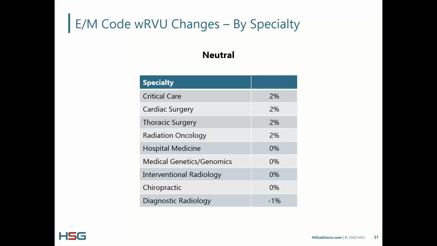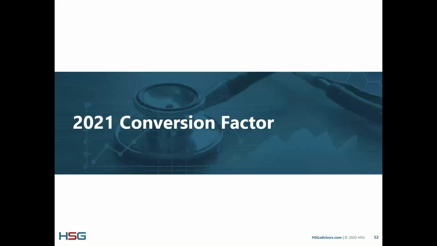Relatively neutral, some of these are not unexpected either. Hospital medicine is going to be almost all inpatient codes, so will critical care, and some of these may not be that unexpected. Interestingly enough, diagnostic radiology goes down just a little bit. Alrighty, so those are all the increases.